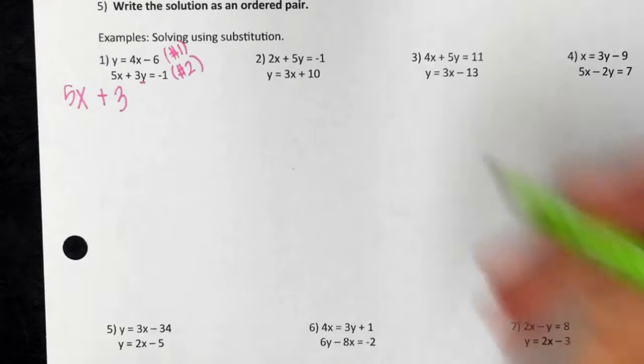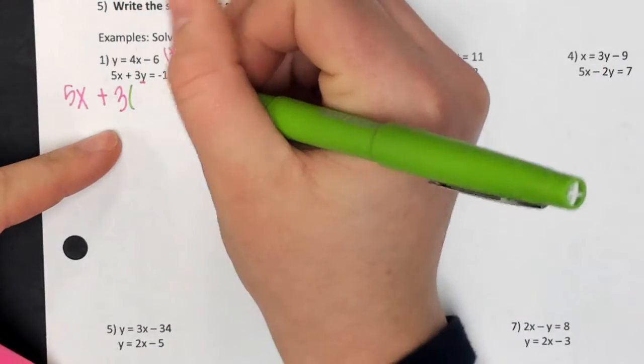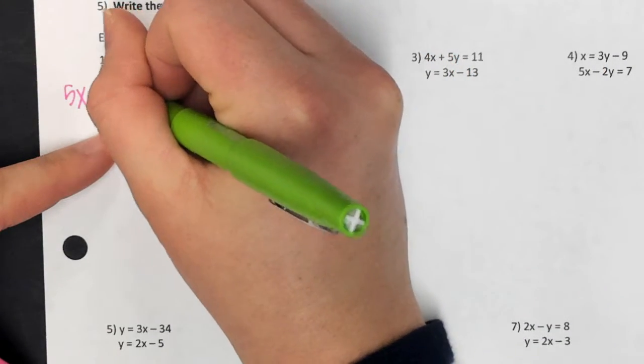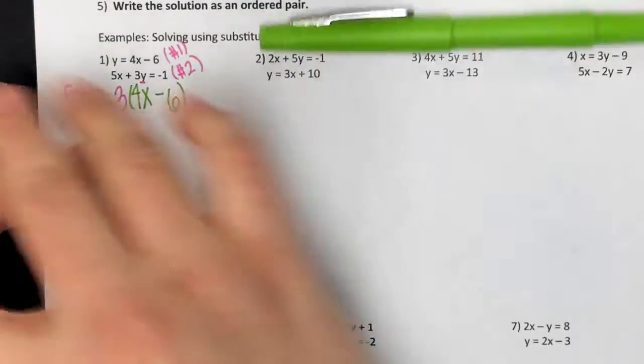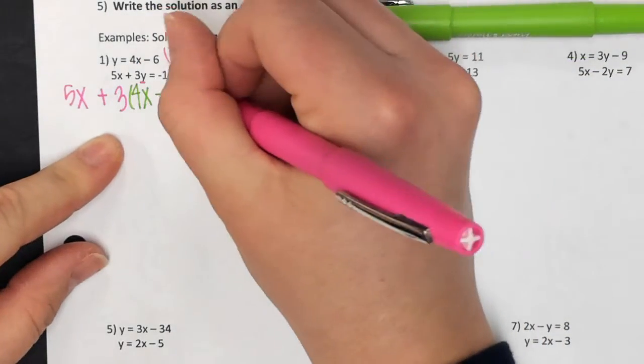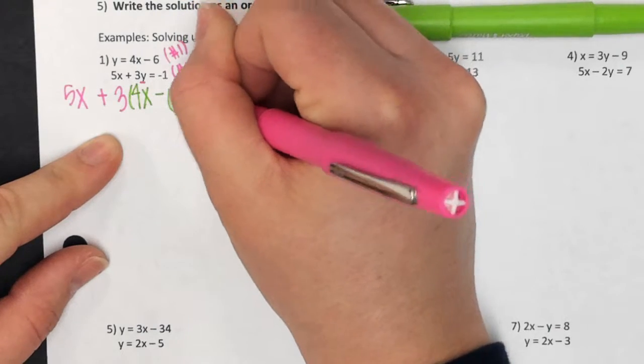So instead of writing y, I'm going to write 4x minus 6. But now I have to keep writing the other part from equation number 2. Don't just leave it hanging.